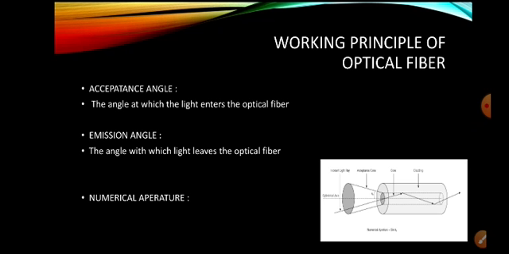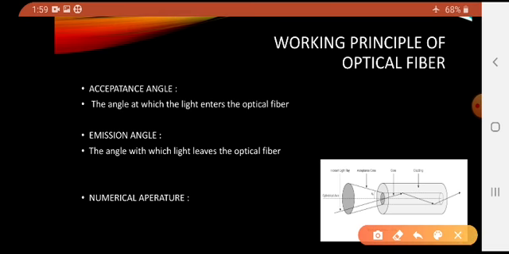This numerical aperture is essential for the selection of optical fiber for different applications. The selection of optical fiber for different applications is based on the numerical aperture of that particular optical fiber. Numerical aperture gives the ability of the optical fiber, how much light can be collected by an optical fiber.